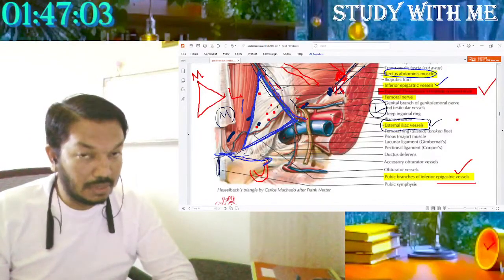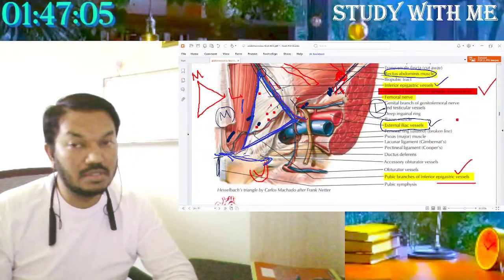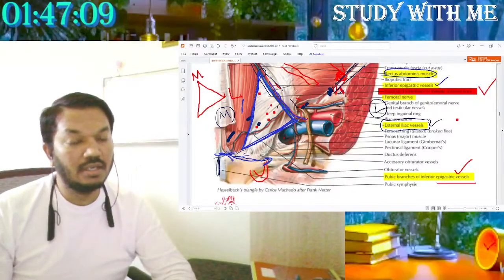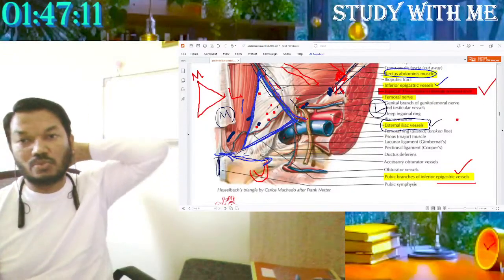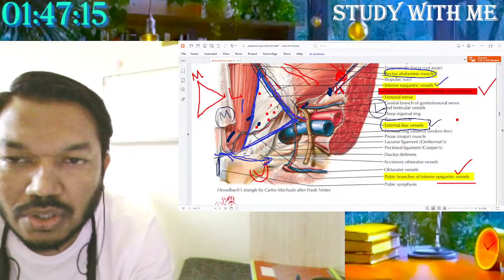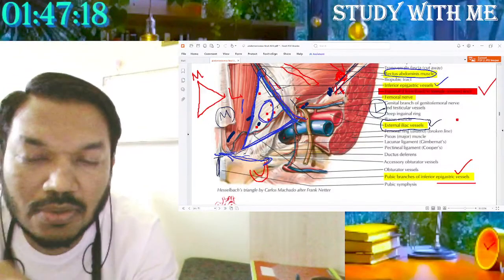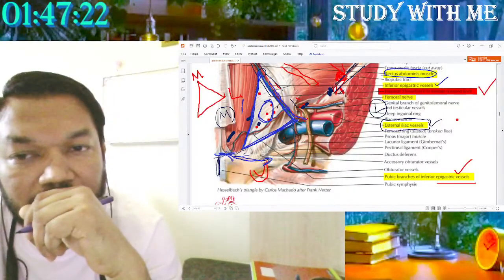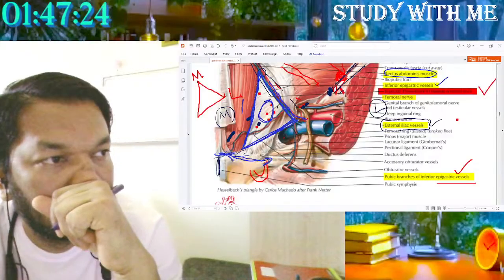Abdominal hernia which occurs, femoral hernia, inguinal hernia. Sorry, inguinal hernia. Inguinal hernia occurs through this weak point. If it directly comes through this part, it is called direct inguinal hernia.